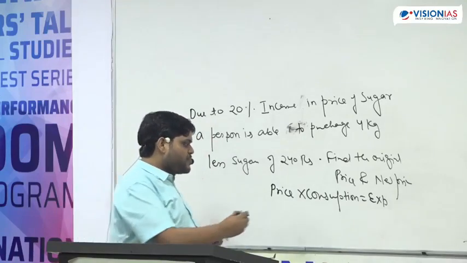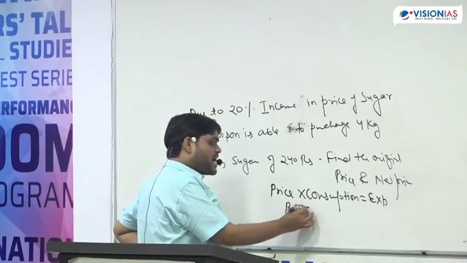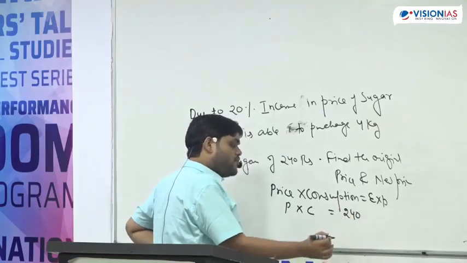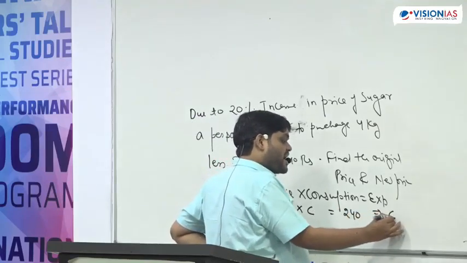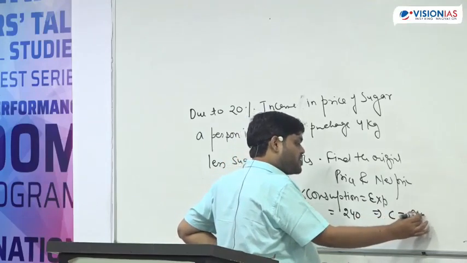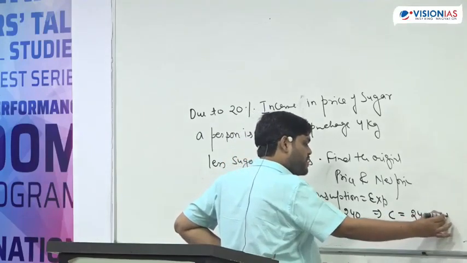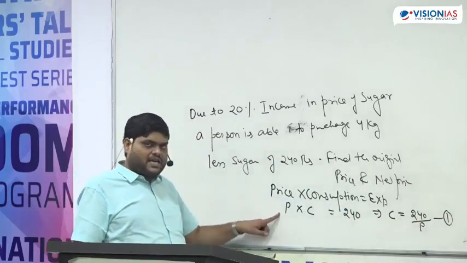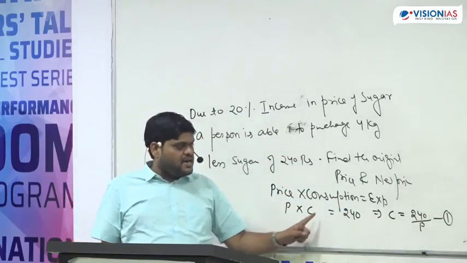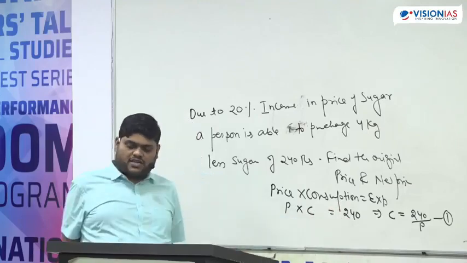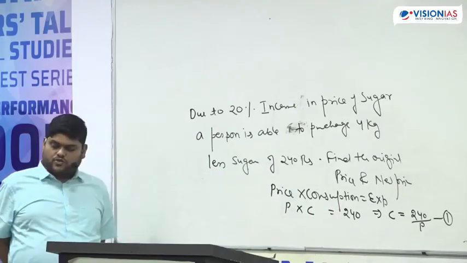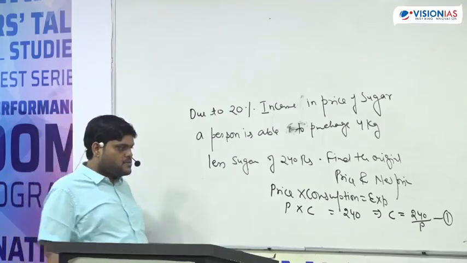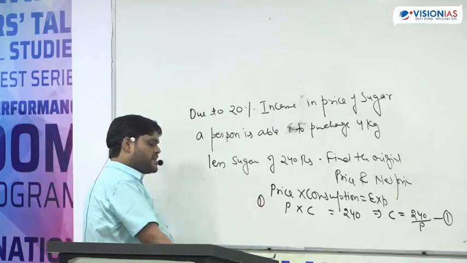So initially, suppose the price was P, consumption was C, expenditure was 240. From here, we can say that consumption is equal to 240 upon P. This is my first equation. I have taken price as P, consumption as C, and expenditure as 240. So consumption is equal to 240 upon P. This is the first statement.